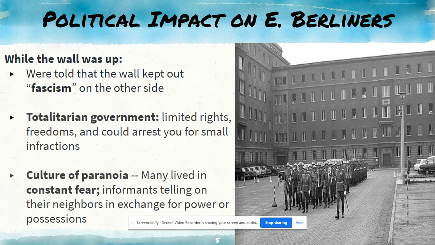Another political implication was that there was a culture of paranoia in East Berlin. So many lived in constant fear. There were informants telling on their neighbors in exchange for power or possessions. East Germany and East Berlin saw the U.S. and other capitalist countries as the enemy. So they used a lot of propaganda to frame the capitalist countries as the enemy.